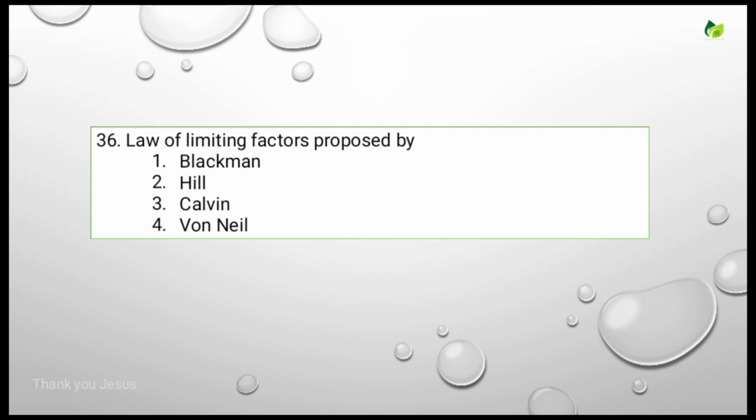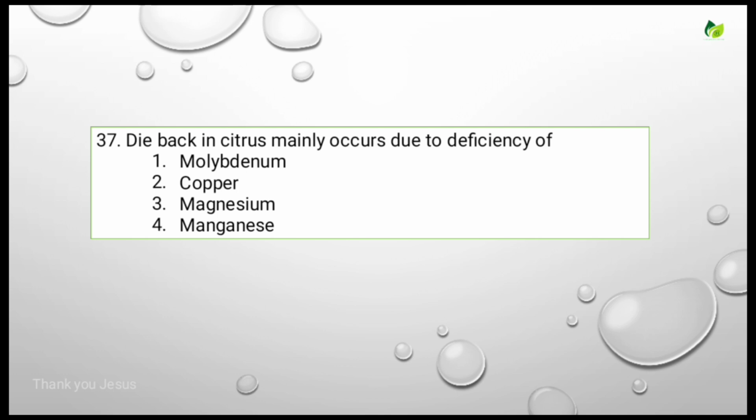Let's see the next question. Law of limiting factors was proposed by. Options are Blackman, Hill, Kelvin, Van Niel. The correct answer is Blackman. So let's see the next question. Dieback in citrus mainly occurs due to the deficiency of. Options are molybdenum, copper, magnesium, manganese. The correct answer is copper. Let's see the next question.